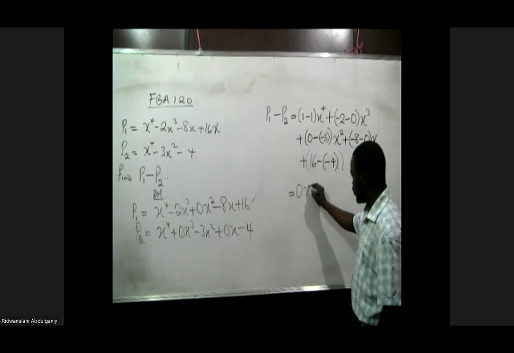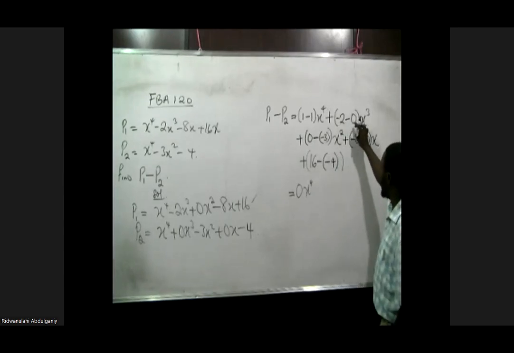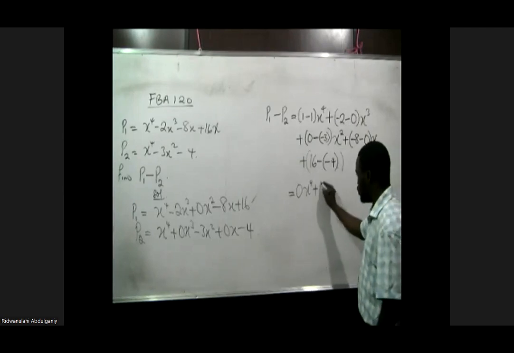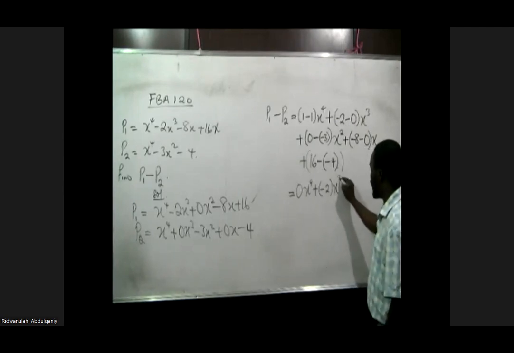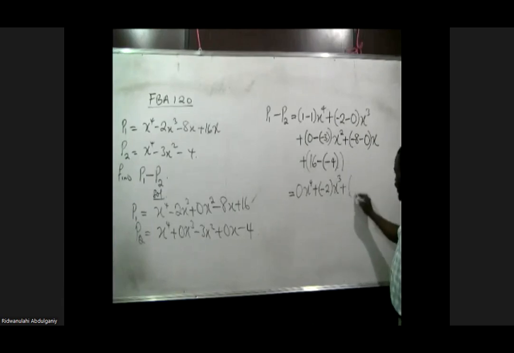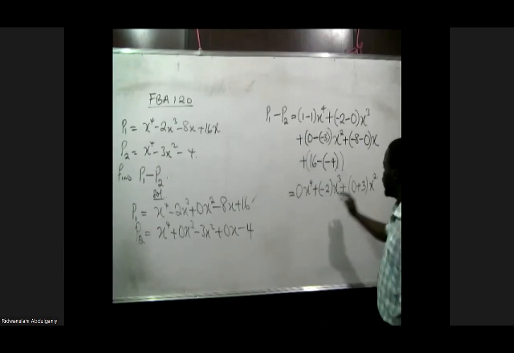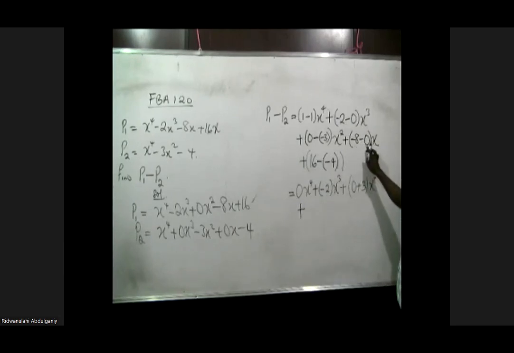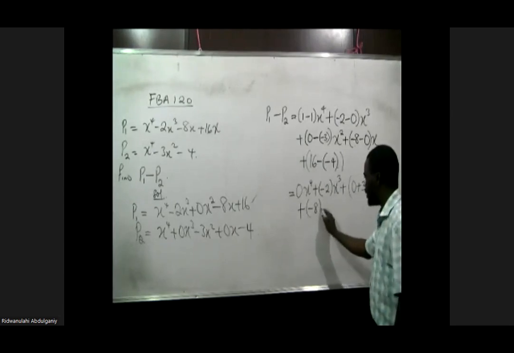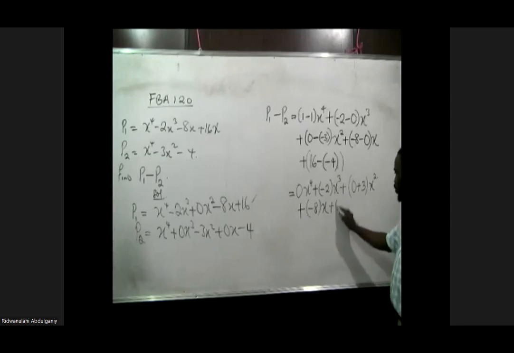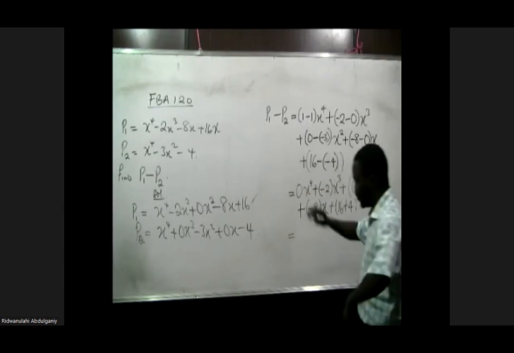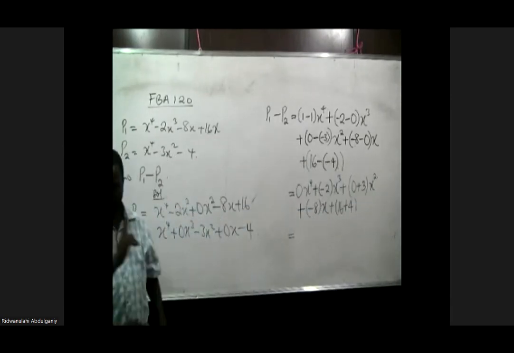Then x raised to power 4. Minus 2 minus 0 is minus 2. Plus minus 2, x raised to power 3. Plus is 0, minus times minus, plus 3, x raised to power 2. Plus minus 8 minus 0, minus 8, then multiply by x. Plus 16. Minus times minus gives plus, then 4. Let's now take the final result. Now, I want us to pay serious attention to the final result.